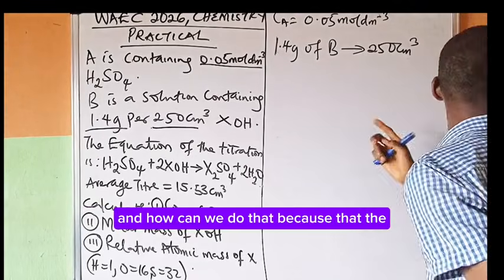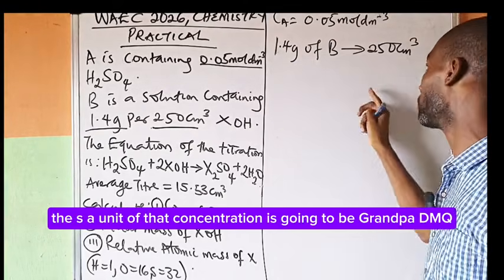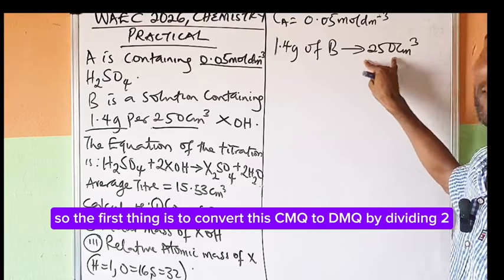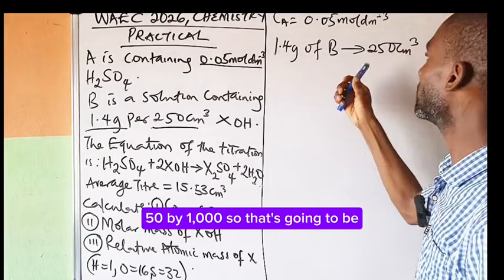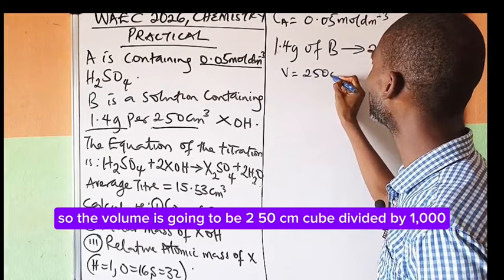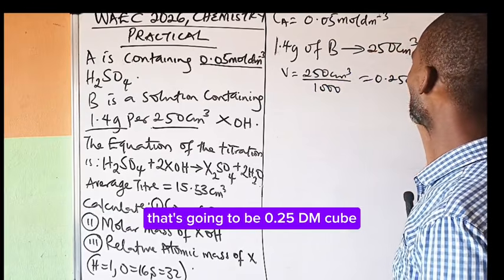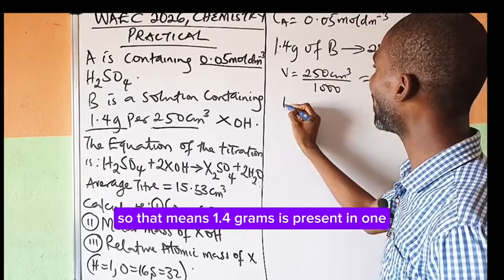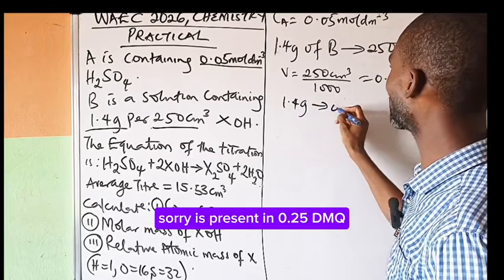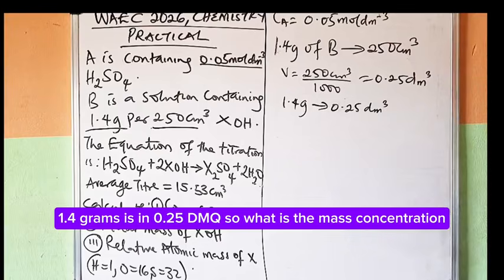And how can we do that? Because the SI unit of that concentration is going to be gram per dm³. So the first thing is to convert this cm³ to dm³ by dividing 250 by 1000. So the volume is going to be 250 cm³ divided by 1000. That's going to be 0.25 dm³. So that means 1.4 grams is present in 0.25 dm³.